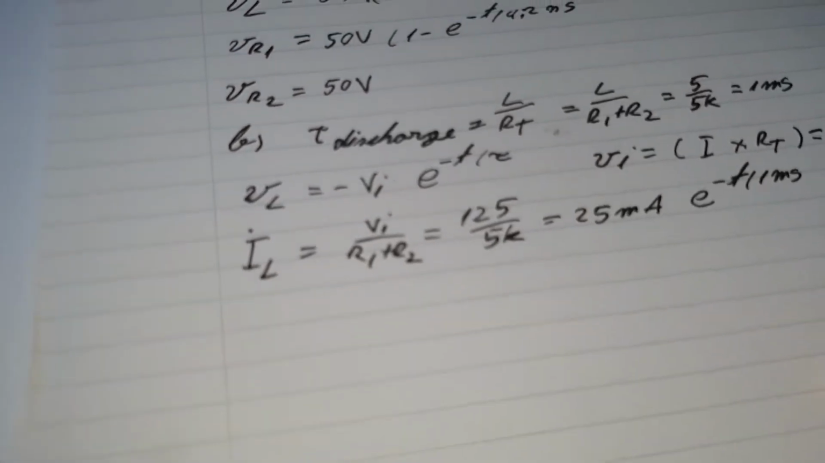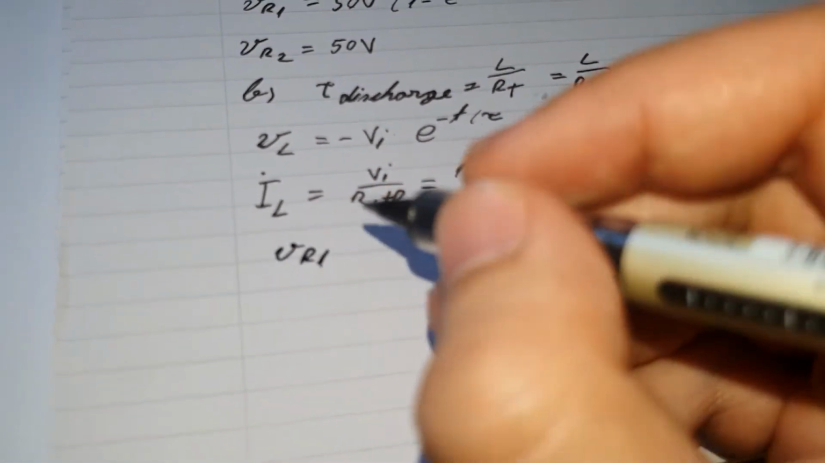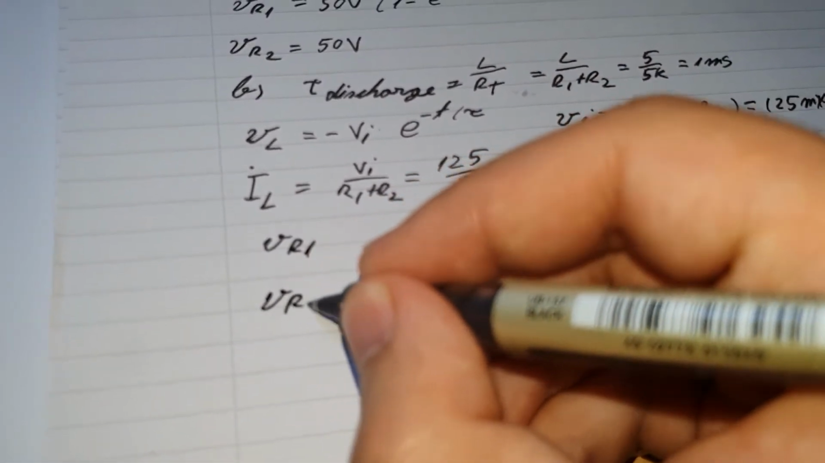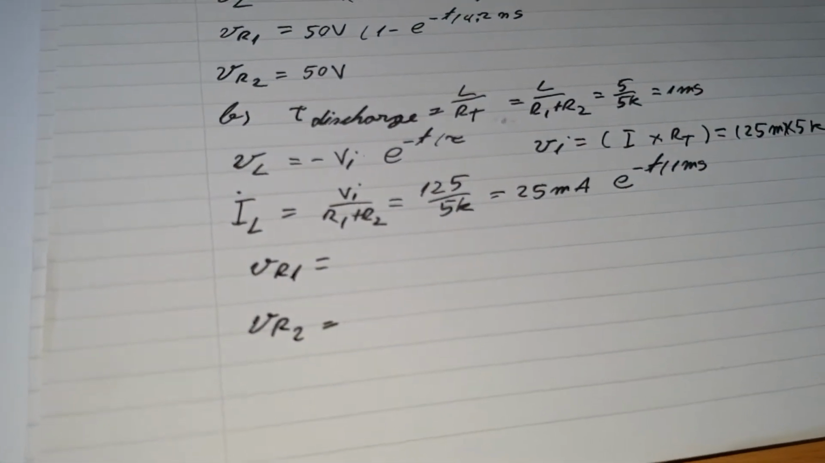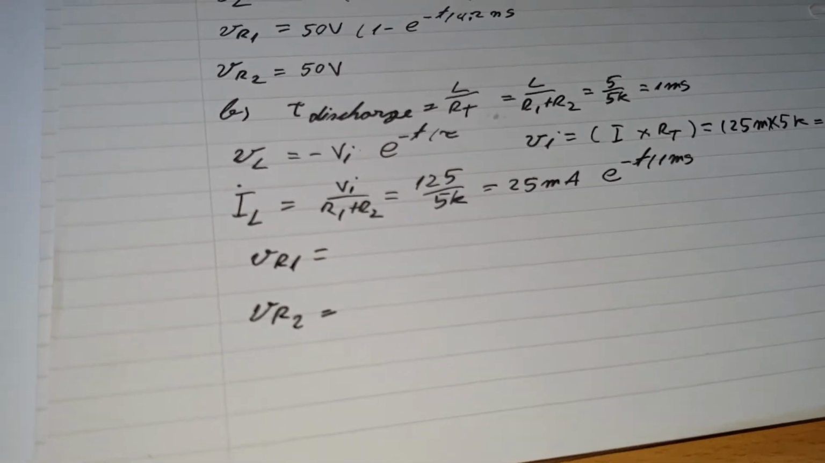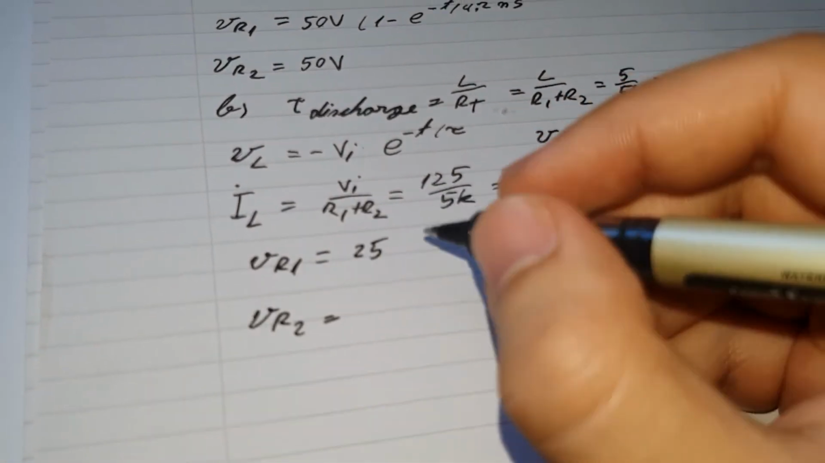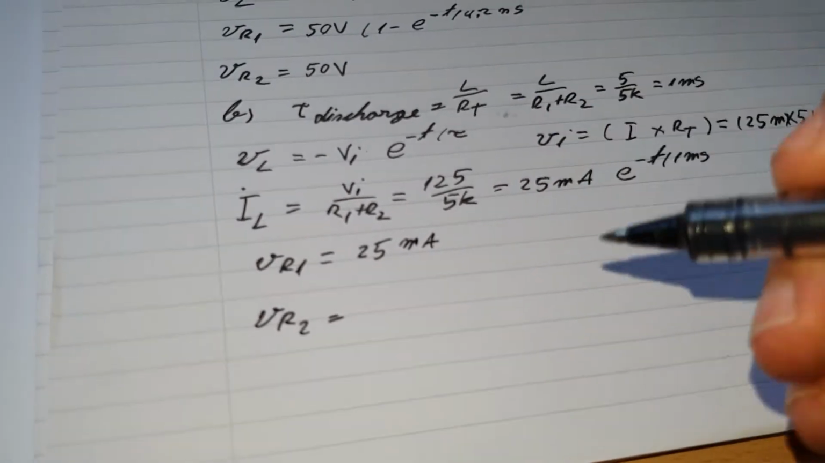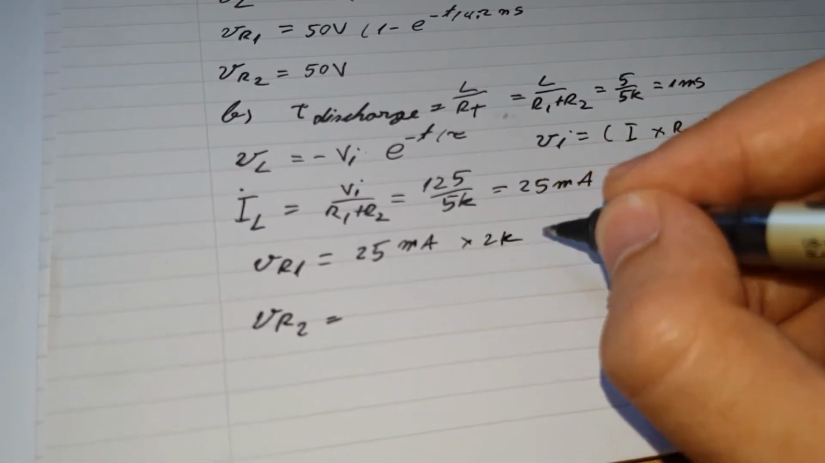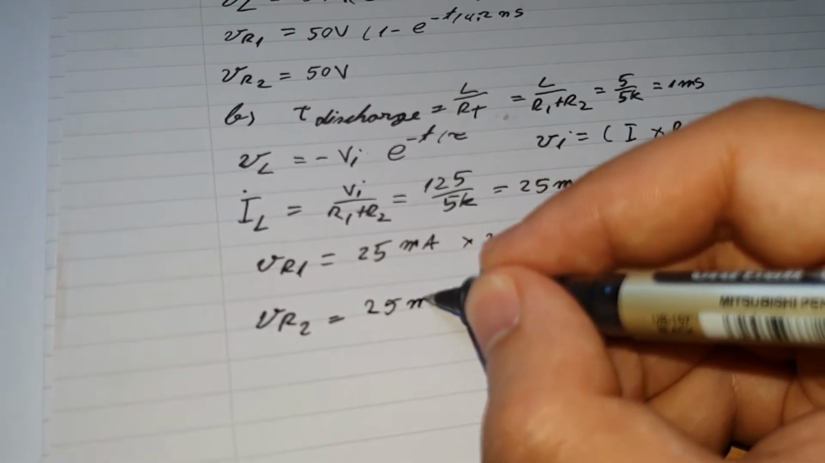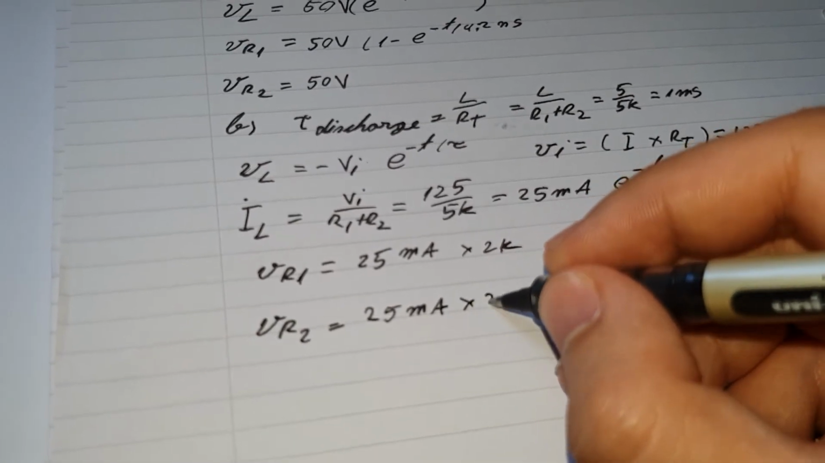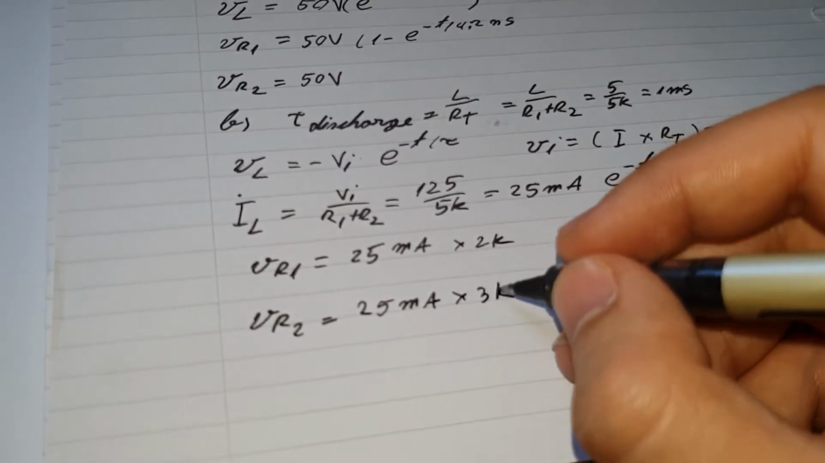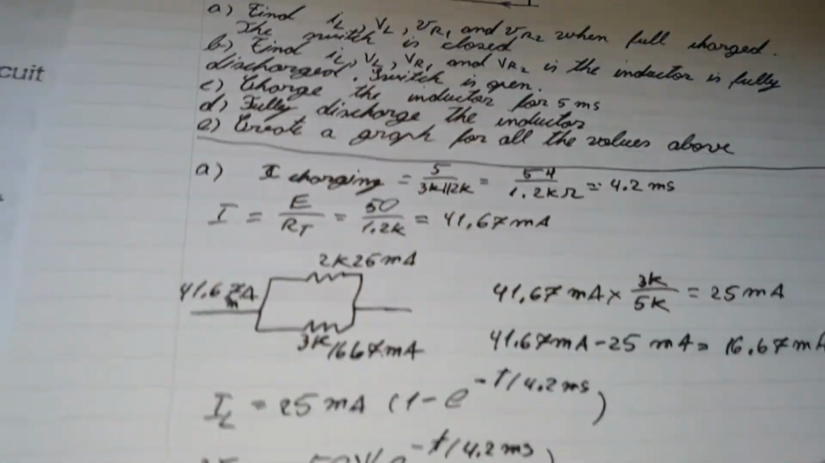Alright, now let's calculate VR1 and VR2. These two will basically have pretty much the same value. Why? Because it's very simple. Use the maximum current, which will be 25 milliamps, the overall current going through the circuit, and you just multiply by their respective resistance. So in VR1 you multiply by 2k because that's the resistance inside of it, and in VR2 you multiply by 3k because there are 3k ohms inside of it.